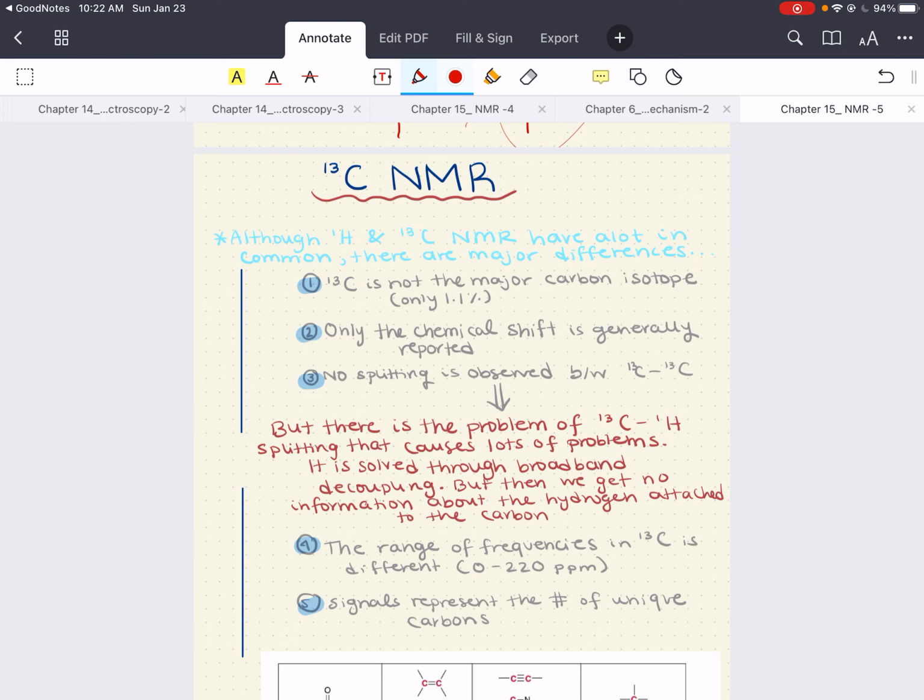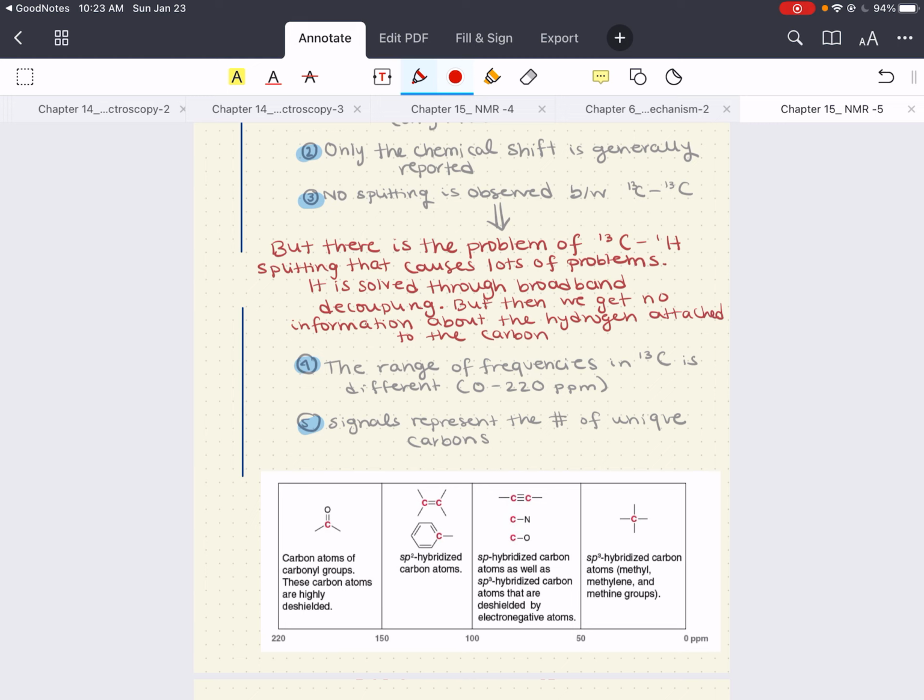Why? Well, because no splitting is really observed between neighboring carbon atoms because of the low abundance of carbon 13. We do see carbon-hydrogen splitting, but it's super complex, and actually it's suppressed by broadband decoupling that's part of the spectroscopy instrument itself. The range of frequencies for carbon 13 NMR is between 0 and 220 ppm, so a much larger range than what we saw for our hydrogen NMR.